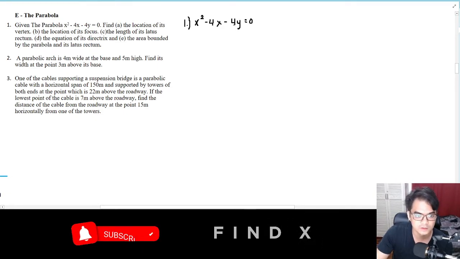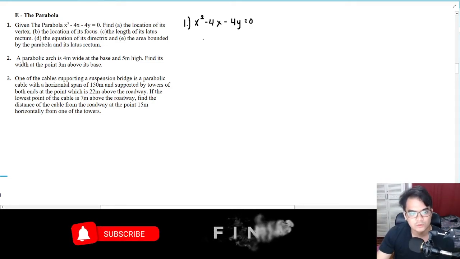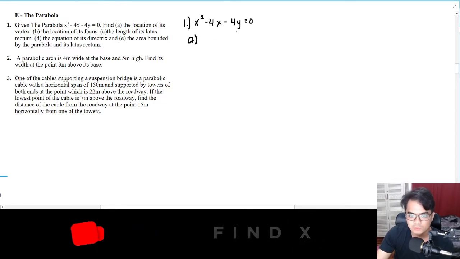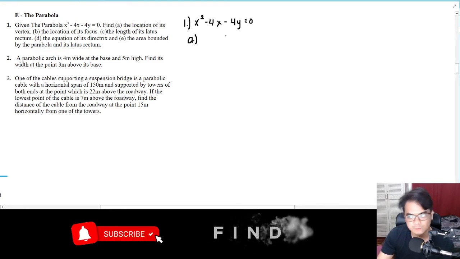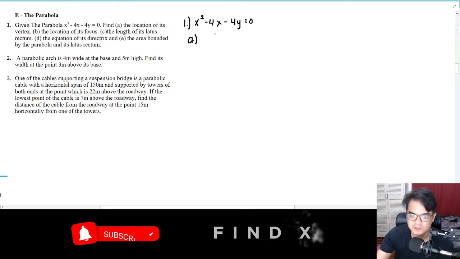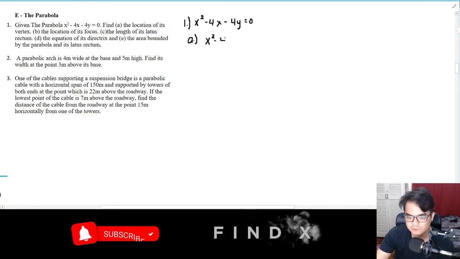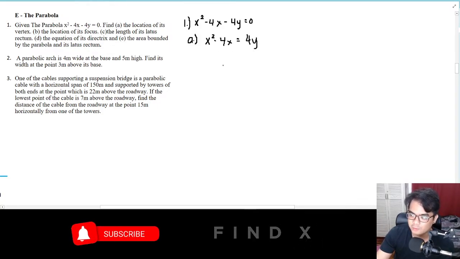We are asked to find the location of its vertex. Okay. So first one is location of its vertex. So we will now try to reduce this given parabola into its standard form. So first thing you do is transpose negative 4y to the other side, so that will become x squared minus 4x equal to 4y, and then apply CTS, or the completing the square.